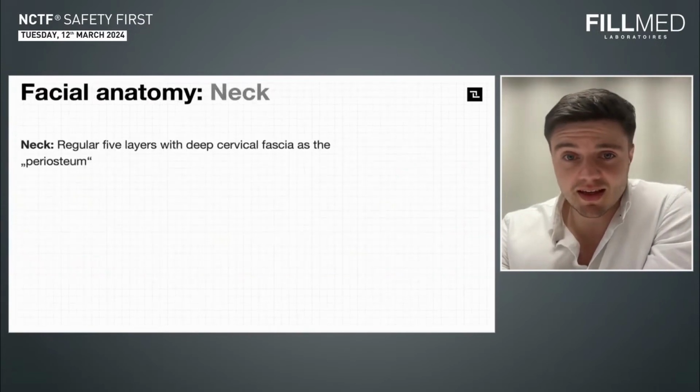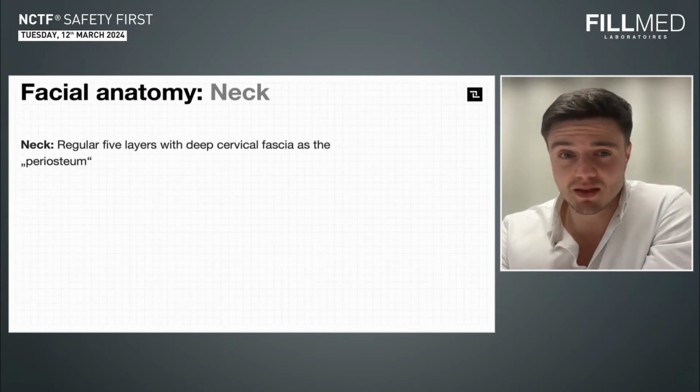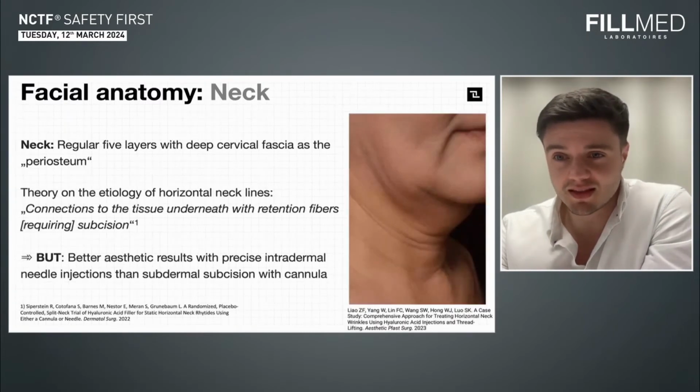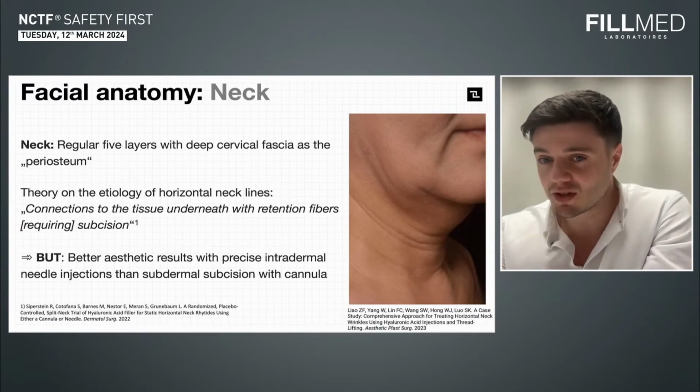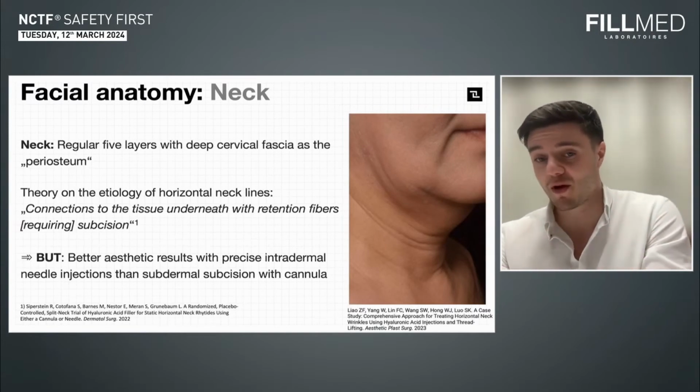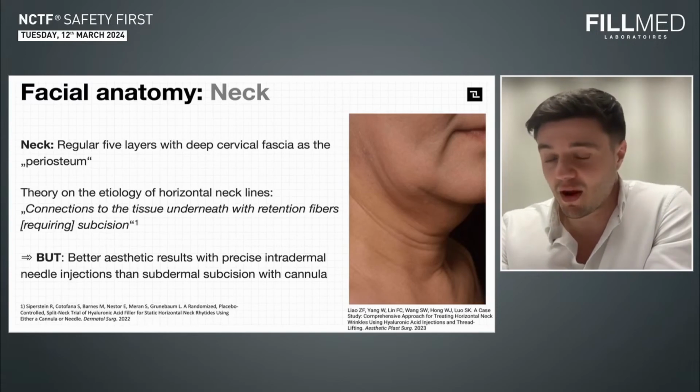The neck is also a region in the face that is commonly requested by patients, especially when it comes to skin revitalization. And the good thing is the neck actually has very simple anatomy. So we can adhere to this principle of 5 layers. And the only exception is that we do not have a periosteum, but the periosteum is basically the deep cervical fascia.